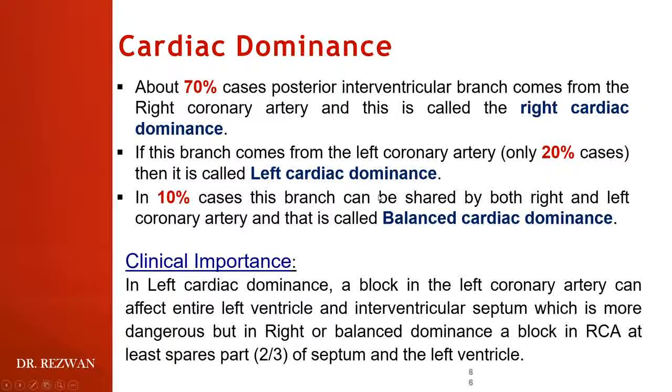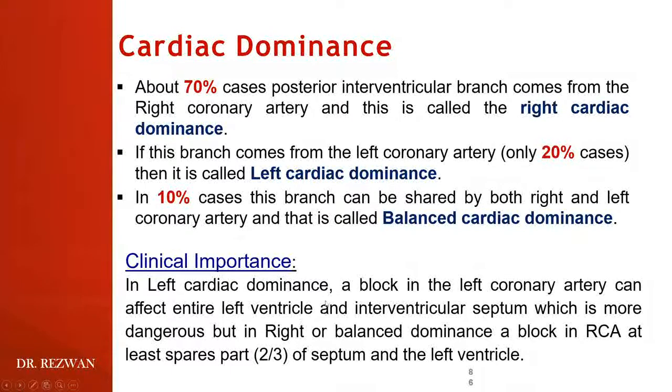In 10% of cases this branch comes from both the right and the left coronary arteries. That means the branch will come by uniting the branches of the right and left coronary arteries, which is called the balanced cardiac dominance. But the most common is the right cardiac dominance, which is about 70% of cases. But there is a clinical importance.